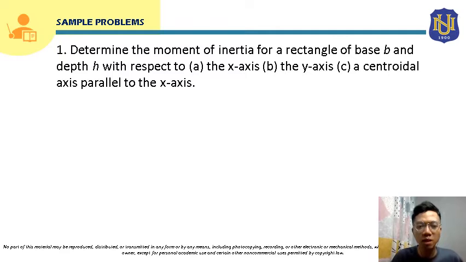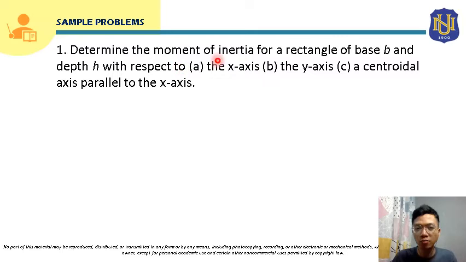Okay, so let's solve sample problems now. Determine the moment of inertia for a rectangle of base b and depth h with respect to letter A, the x-axis, letter B, the y-axis, and letter C, a centroidal axis parallel to the x-axis. So we are going to determine here the moment of inertia for a rectangle. There's already an established moment of inertia for a rectangle, but this is actually the derivation of that established moment of inertia.